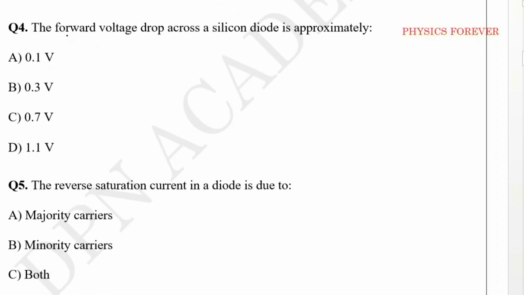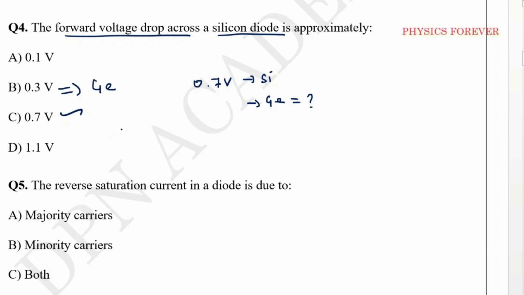Next, the forward voltage drop across a silicon diode. This is the most important. What is the forward voltage value for a silicon diode? The correct option will be 0.7 volt for silicon. Then for germanium, what is it? For germanium it is 0.3 volt. Okay, these are all most important.